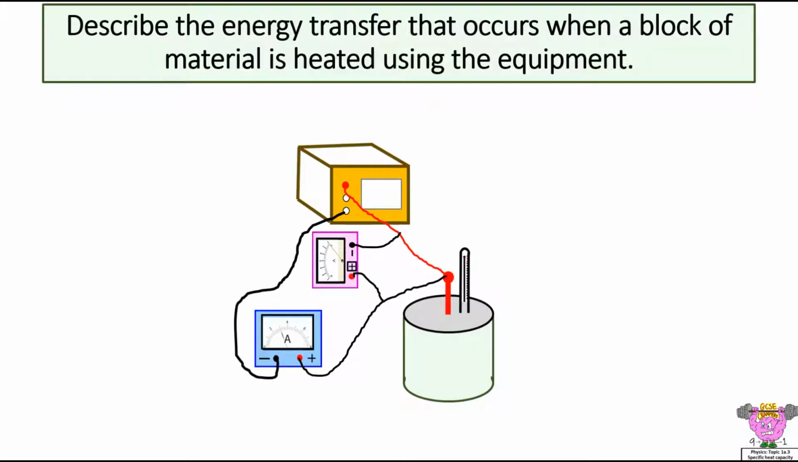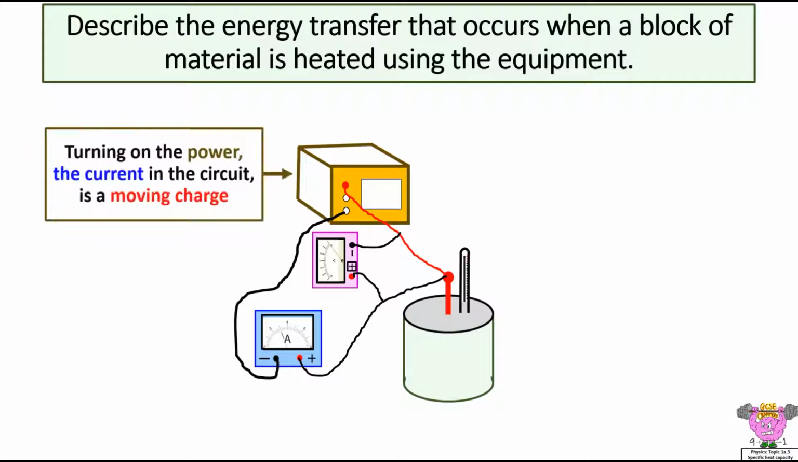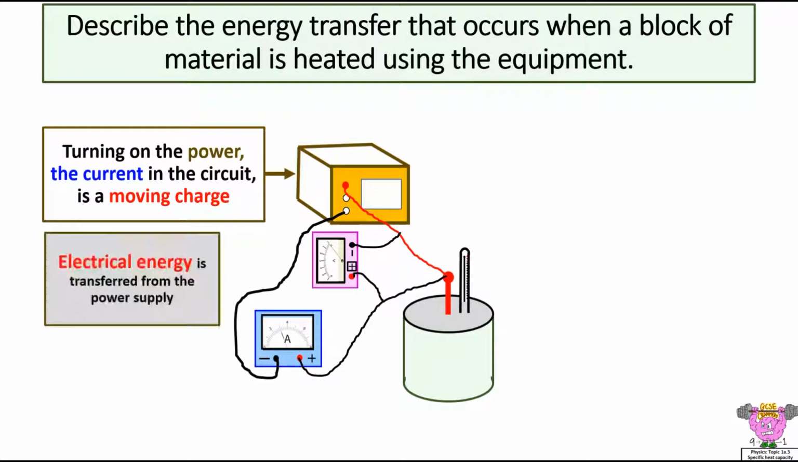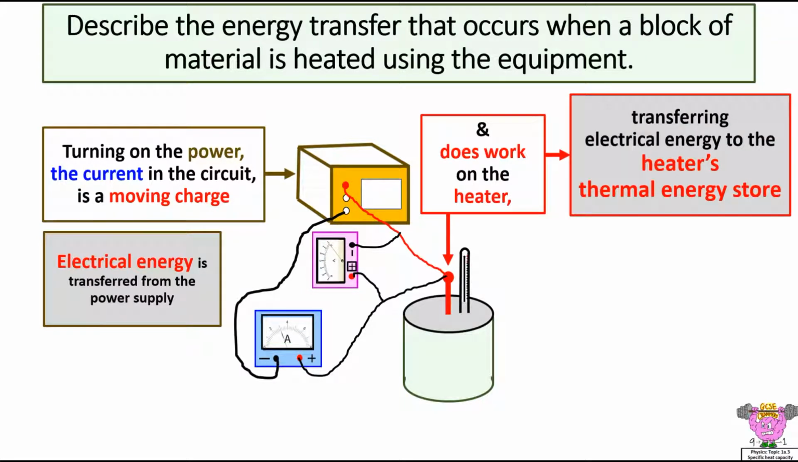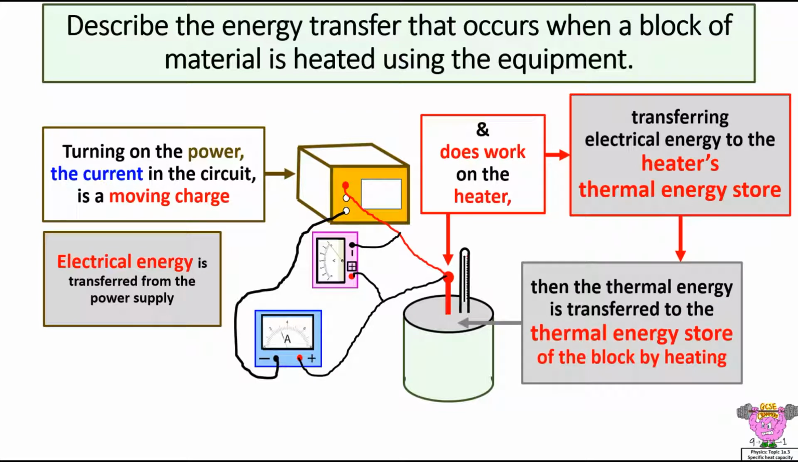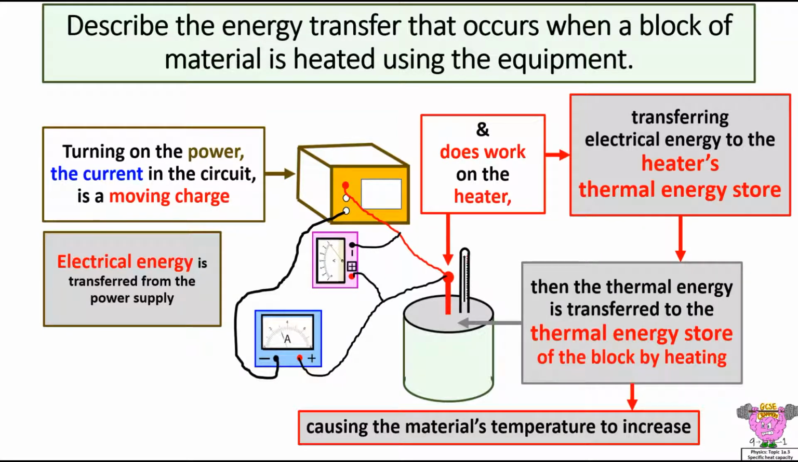Describe the energy transfer that occurs when a block of material is heated using the equipment. Turning on the power, the current in the circuit is a moving charge. Electrical energy is transferred from the power supply and does work on the heater, transferring electrical energy to the heater's thermal energy store. Then the thermal energy is transferred to the thermal energy store of the block by heating, causing the material's temperature to increase.